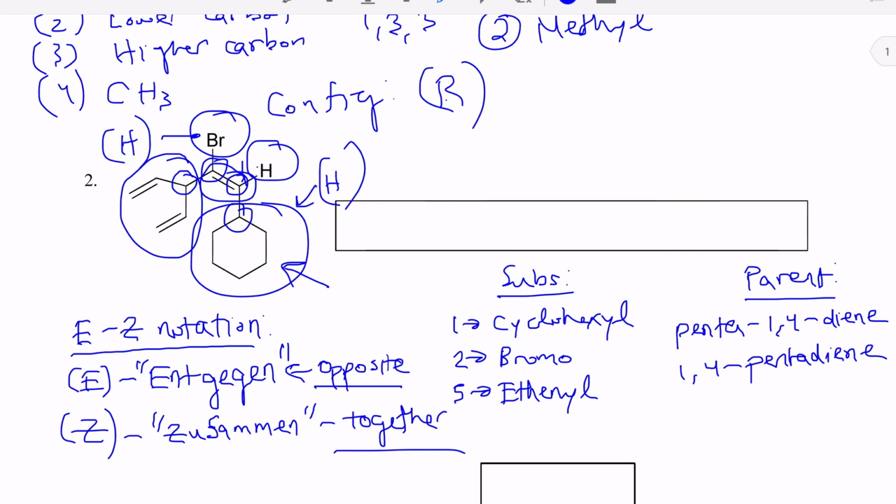So what this tells us right away is that our configuration is E for opposite. So now we have all the info that we need to start writing out our name. As in the previous example, let's start off by mentioning our stereochemistry. And now it's time to mention the substituents.